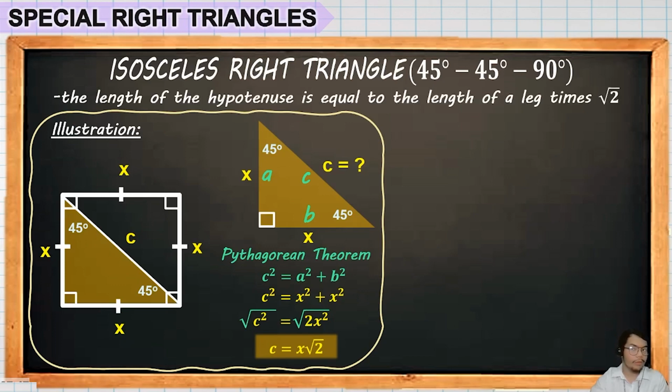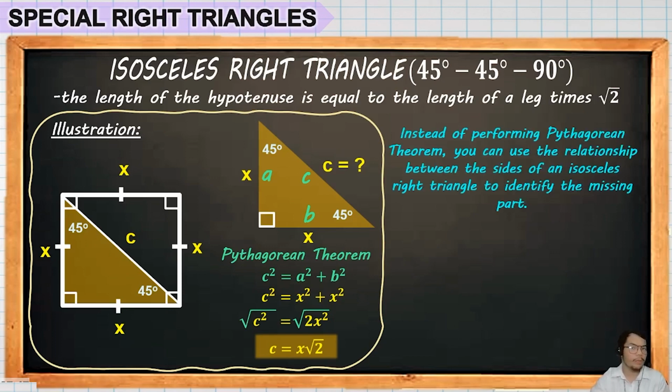And this only gives us the idea of the relationship between the sides of an isosceles right triangle. So it says here that the length of the hypotenuse is equal to the length of either of the legs times square root of 2. So ano ba ibig sabihin nun?